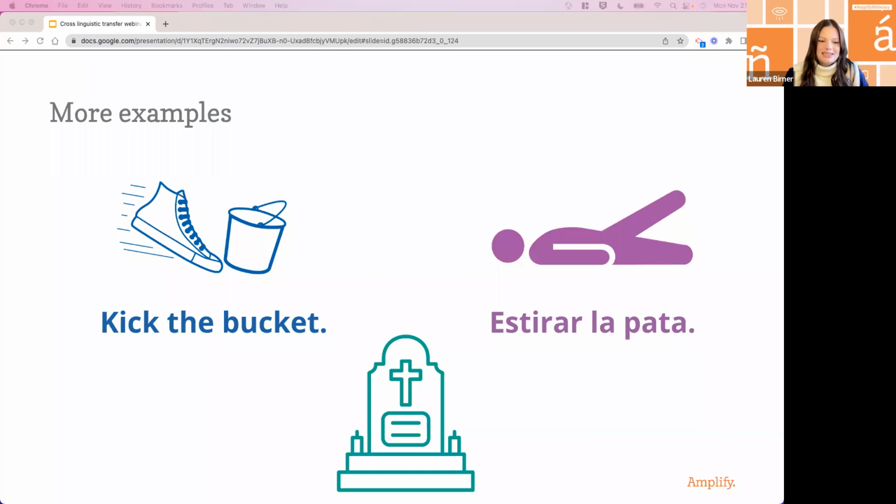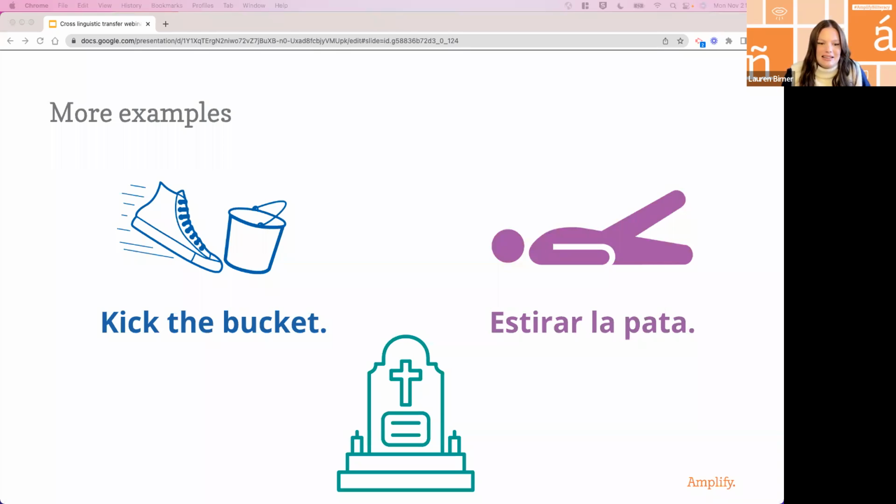Hold your horses, cuesta un ojo de la cara. It's raining cats and dogs, consultar la almohada. Those are great. Cats got your tongue.